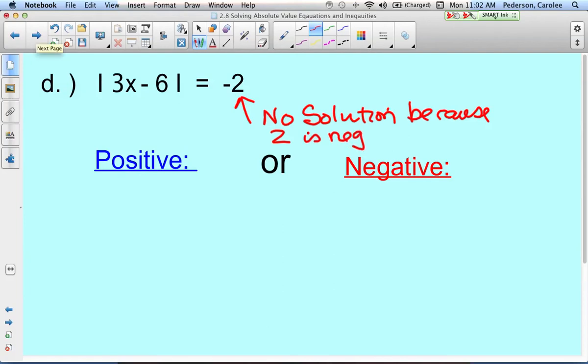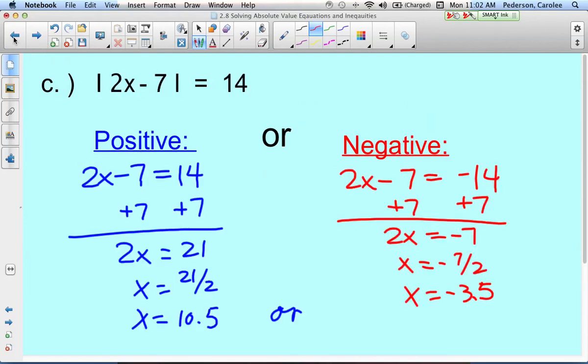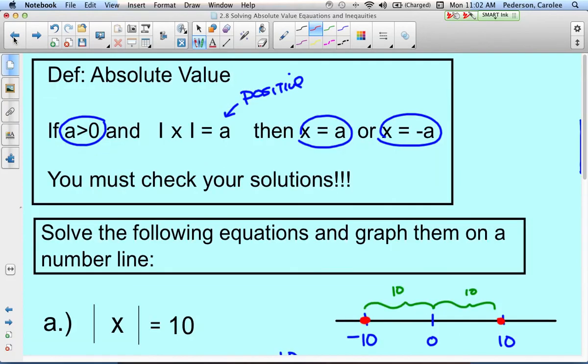If we look back at the definition, right here, a must be greater than 0, a positive number, for us to have a solution.